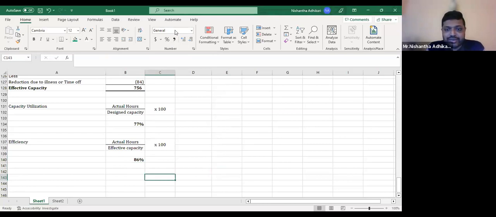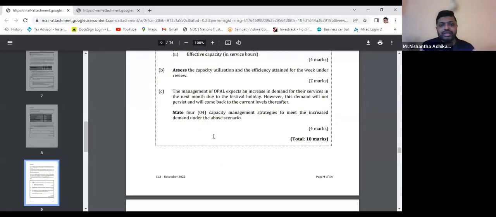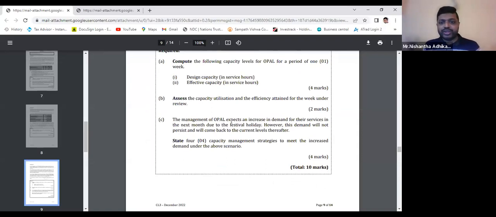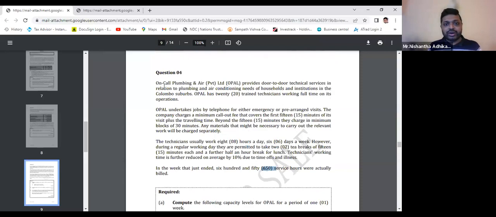We'll go back and see what you need to do. The management of the company expects an increase in demand for their services next month due to festival holidays. That is a seasonal demand. However, this demand will not persist and will come back to the current levels thereafter. Capacity will go up and come down. Now you are a service organization giving a kind of call service, on-call plumbing. Therefore, you are a kind of call center.